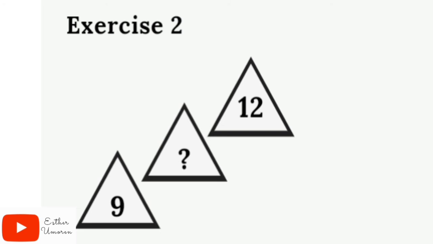So how do we solve this? We can solve this by simply subtracting 9 from 12. So we say 12 minus 9, and that gives us 3.